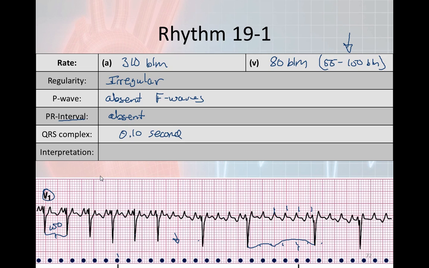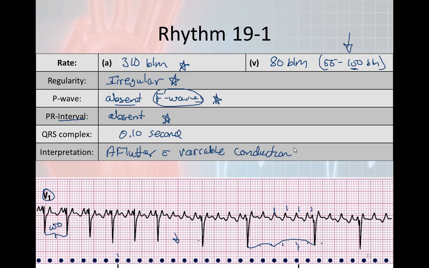My overall interpretation. Now, let's look where the problems are. First of all, we have no PR interval. We have no P wave, but we do have F waves. So that's a problem. This is a problem. And this is a problem. This right here, not such a big deal, but if we look at our rate, that's a problem right there. So now we just have to determine what is the underlying rhythm. Well, because I can see F waves, that tells me that this interpretation is an atrial flutter with variable conduction.